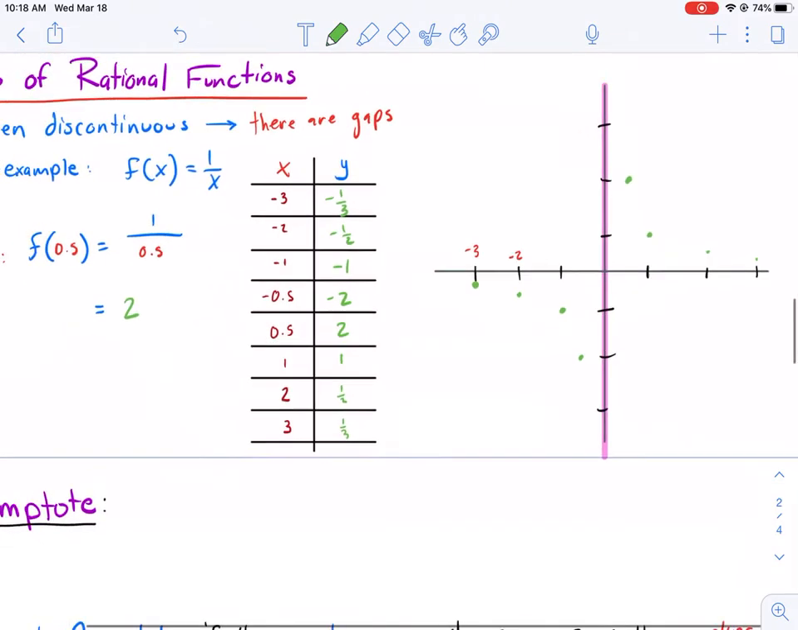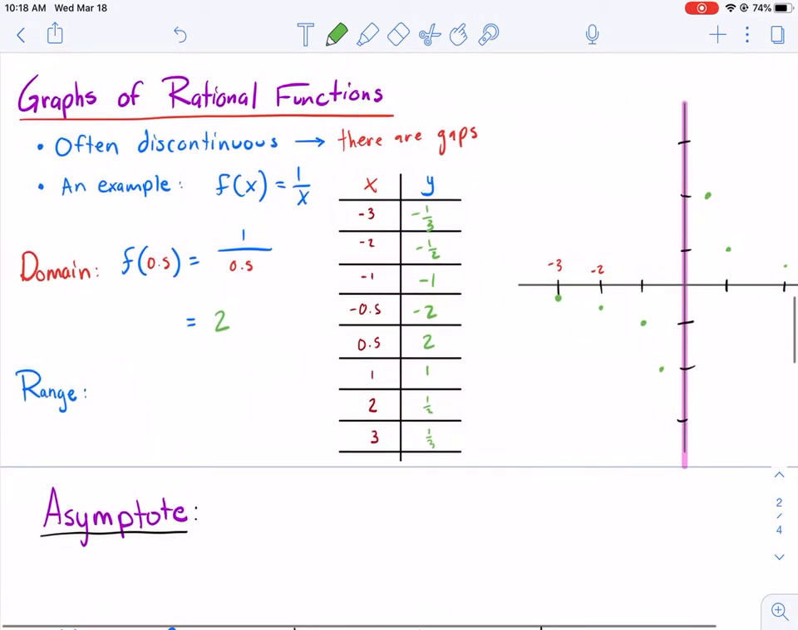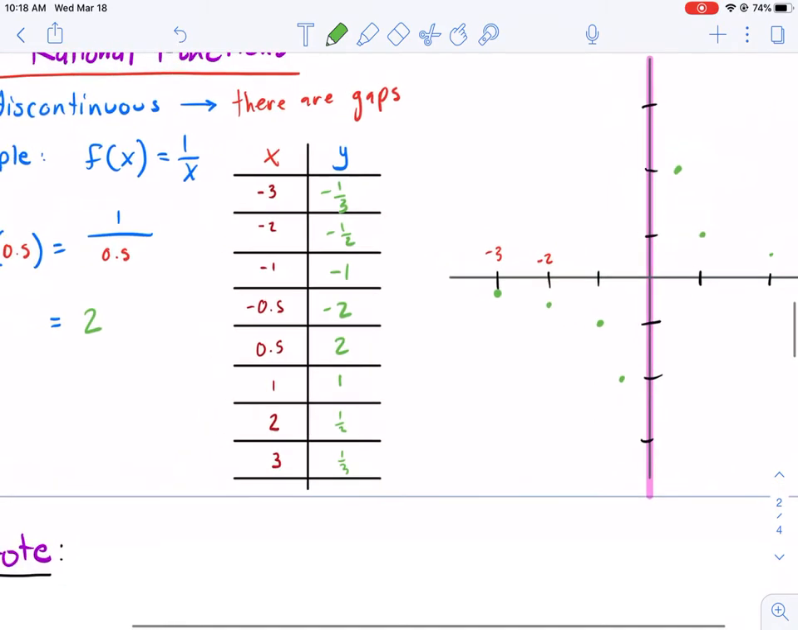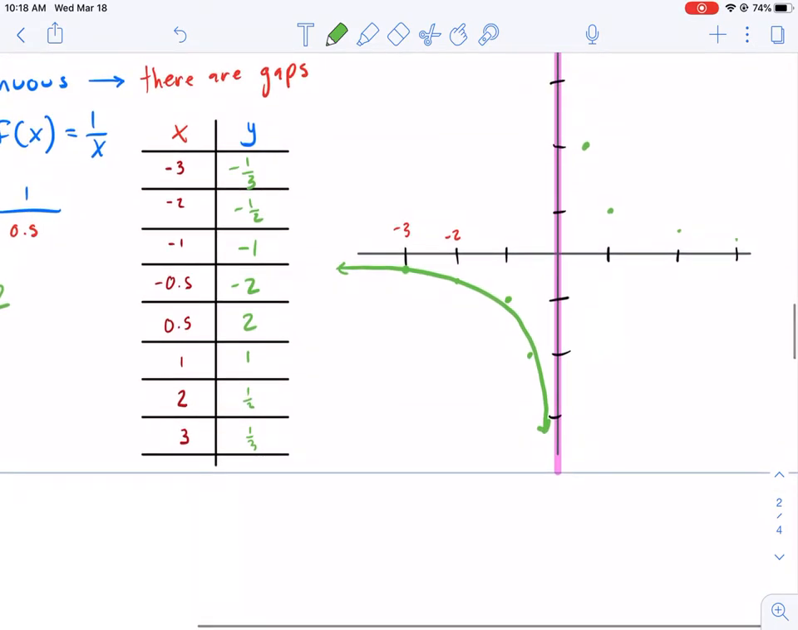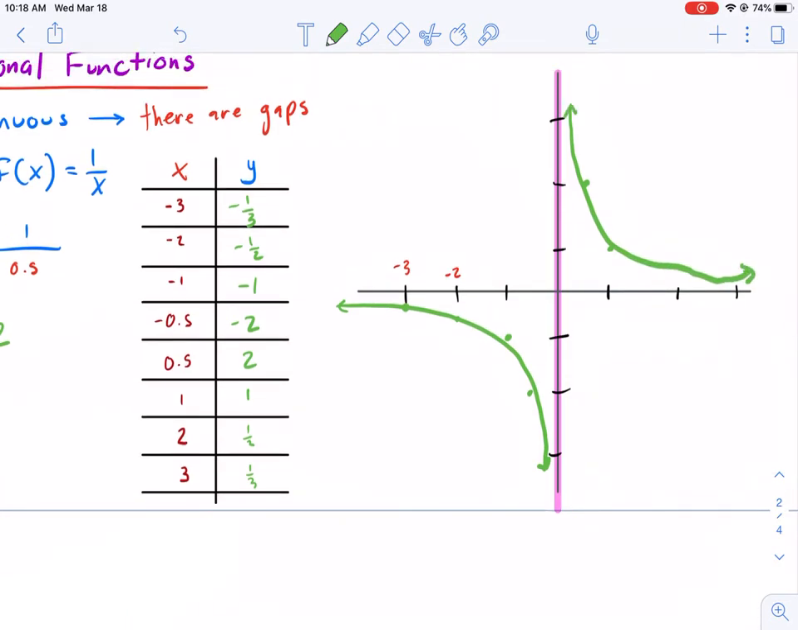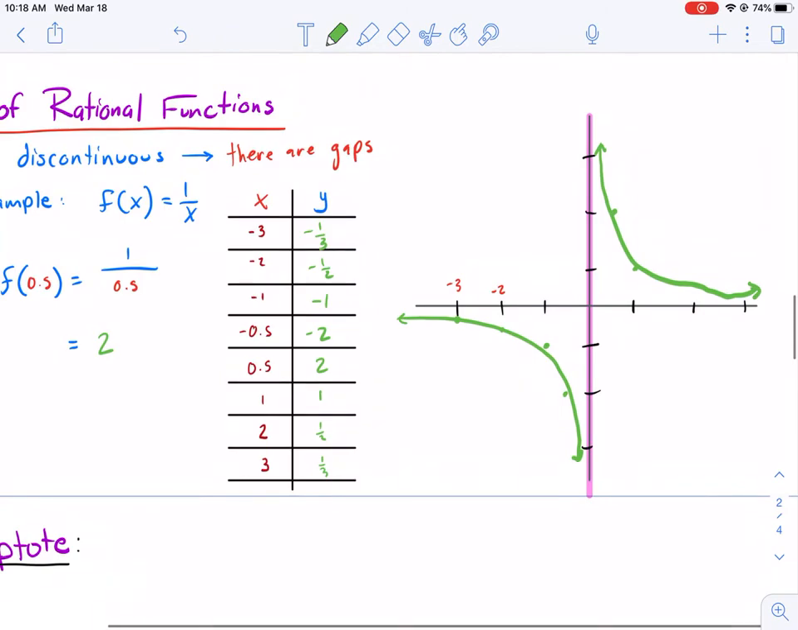Okay, and if you did a lot of points and put a lot of values in, you would get a function that looks something like this. And I know I didn't connect the dots perfectly, but you're just getting the idea. Okay, sorry, a little struggle at the end there. Okay, this is the graph of the function 1 over x.